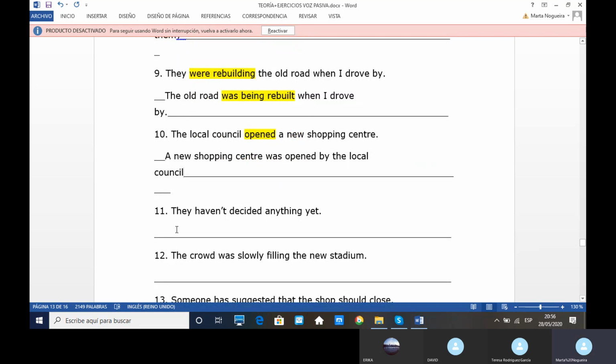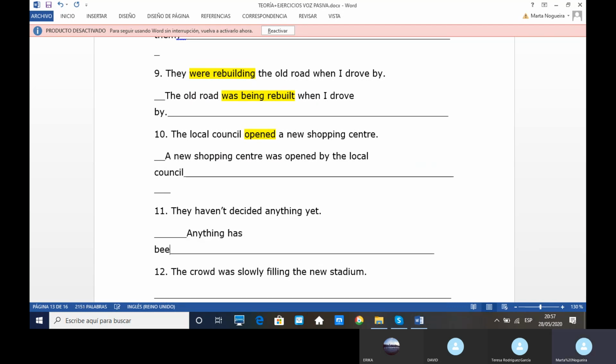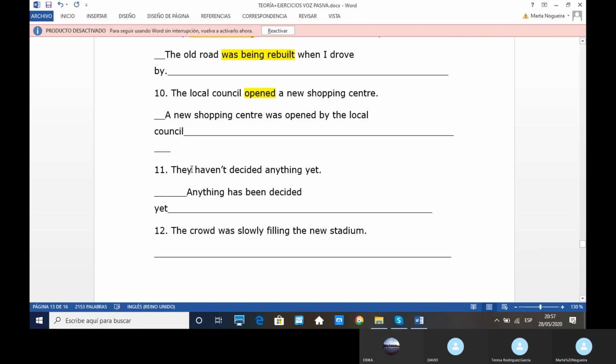Okay. And the last one for today, they haven't decided anything yet. Anything has been decided yet. ¿Qué he hecho? Haven't decided. Es nuestro tiempo, presente perfecto, perdón. They es el sujeto, que no me hace falta cuando pongo they. Anything es el objeto, nada.